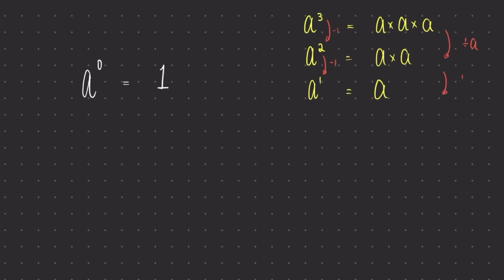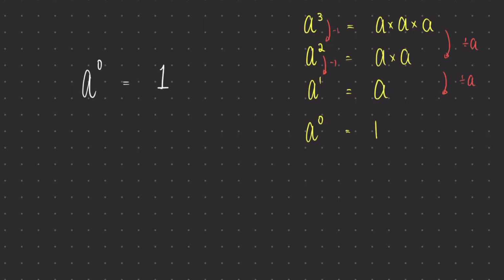So if we take this pattern one step further and we subtract 1 on the left, that would be a to the power of 0. And if we divide it by a again on the right, a divided by a, of course, is 1. And because we've used an unknown variable here, this means the rule is true for any number. So any number raised to the power of 0 is always going to be equal to 1.